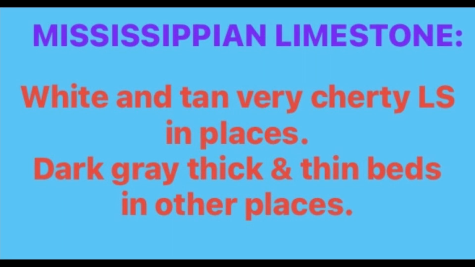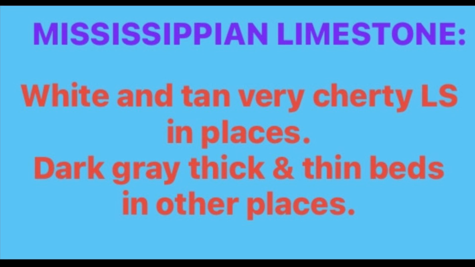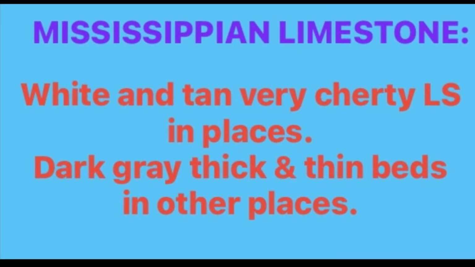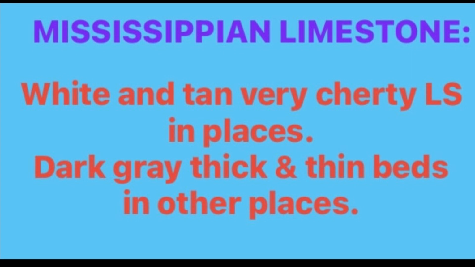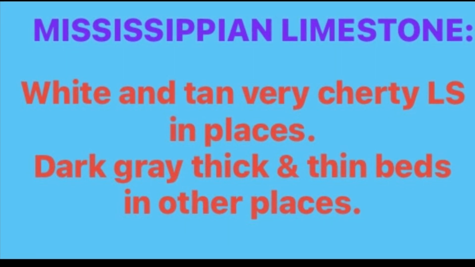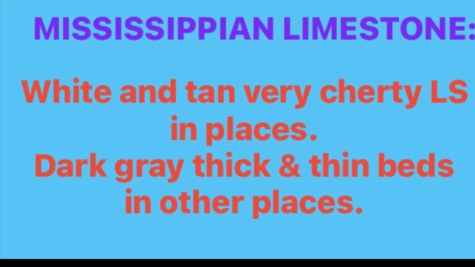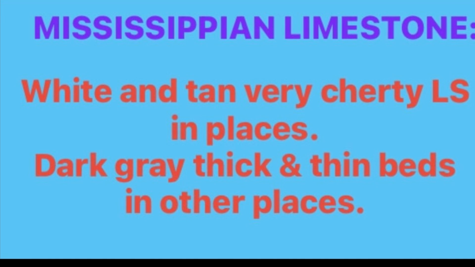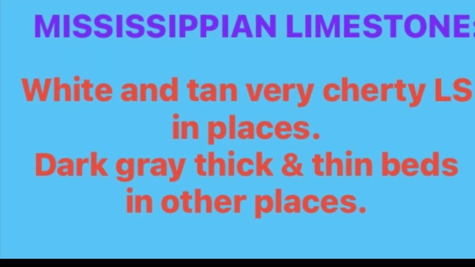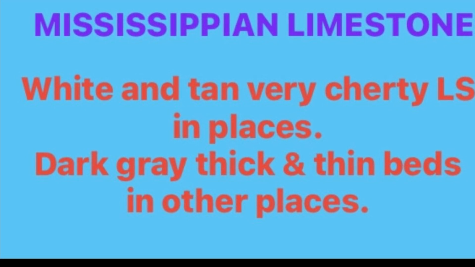In the Western Highland Rim around Clarksville, Tennessee and vicinity, the Mississippian limestone is white and tan in color, and it's extremely cherty. As a matter of fact, it's mostly chert, and it's also fossiliferous. That's hard to say. East of the Western Highland Rim, and also at the base of the Cumberland Plateau, it can be dark gray and both thick and thin bedded with minimal chert.